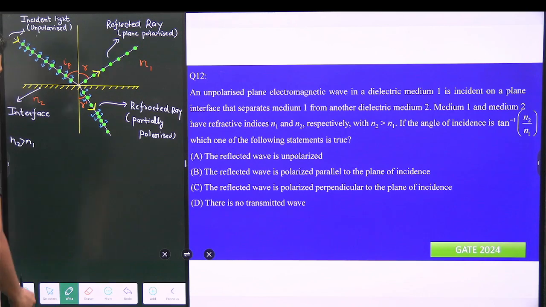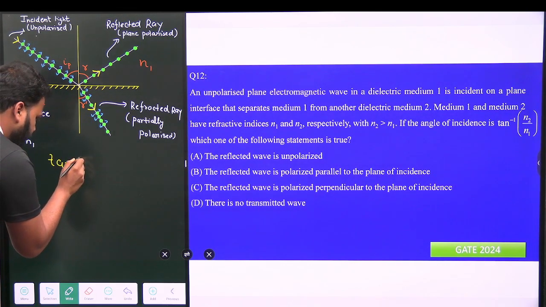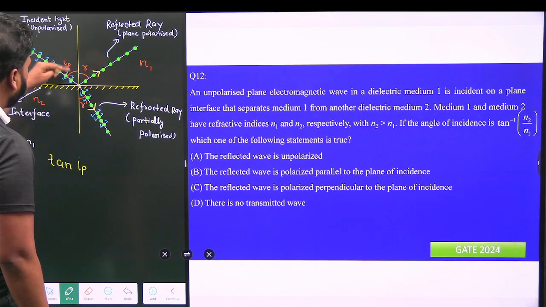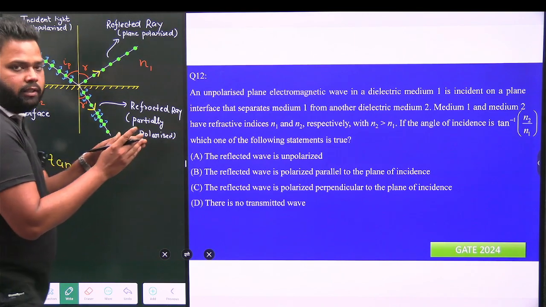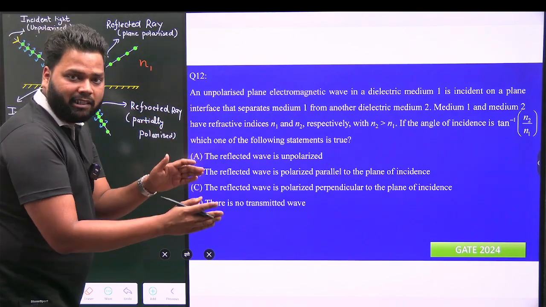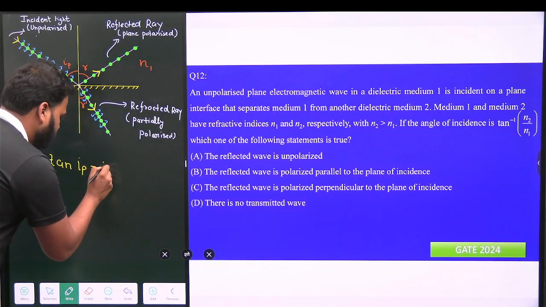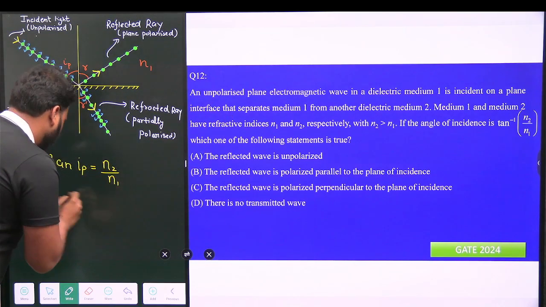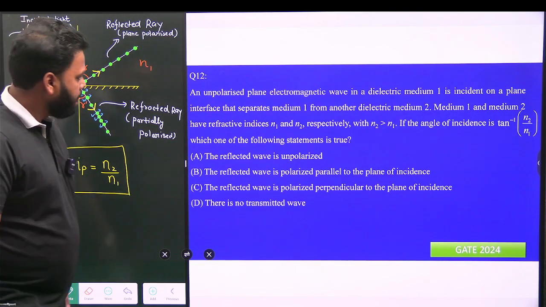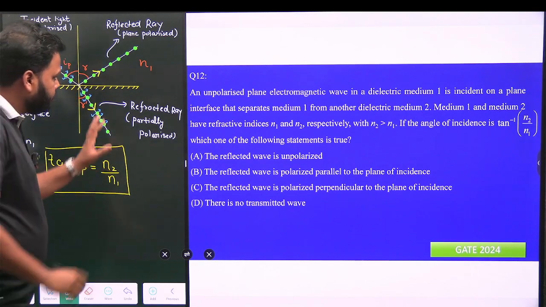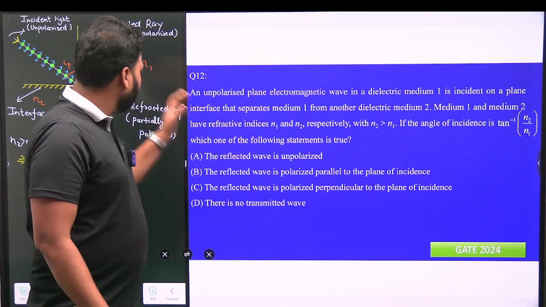Brewster says that tan of IP, where IP is the angle of incidence, should be equal to the ratio of the refractive index of the denser medium to the rarer medium. That is, tan IP should be equal to n2 by n1. Now, the question is not actually from here, the question is asking something else. It is a slightly conceptual question, easy but a bit conceptual.